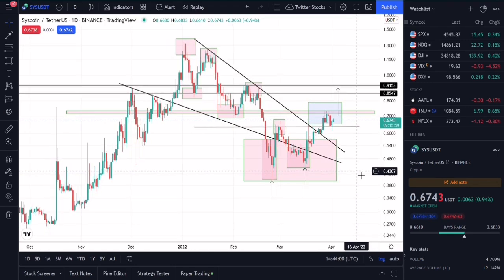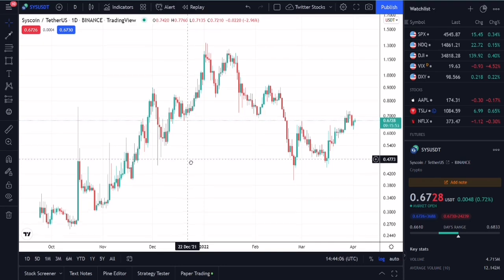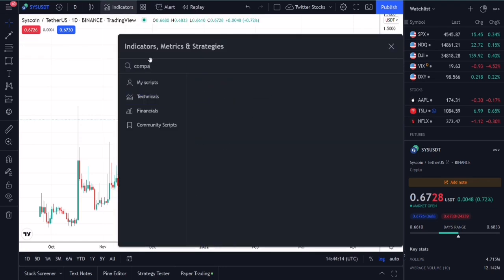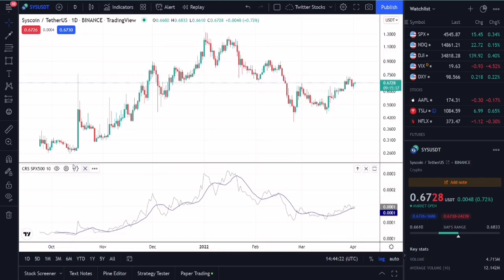So now that we have looked at mostly the price action, now I want to show you an indicator. Now generally a lot of people, when they say indicators, they usually look at RSI and MACD. Now for me, I mostly look at the comparative relative strength index. Now here we go over here. Let's add it onto the chart.